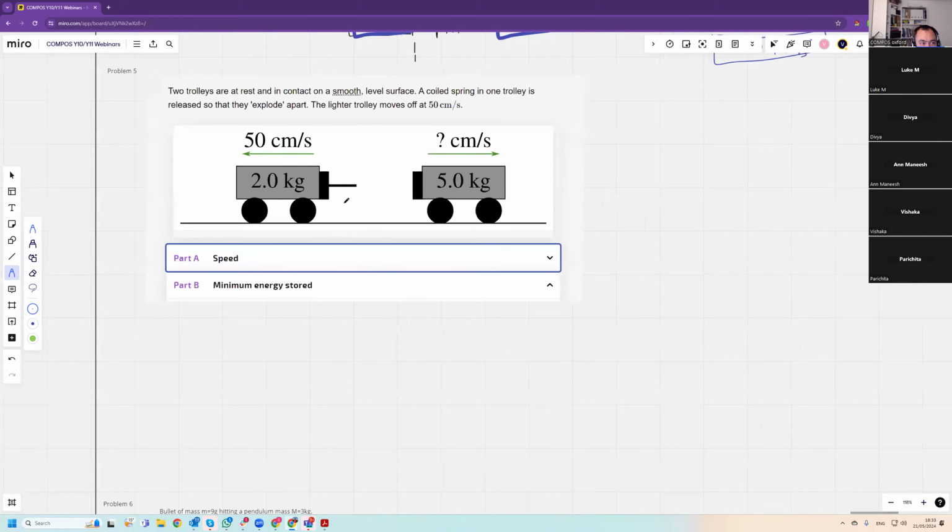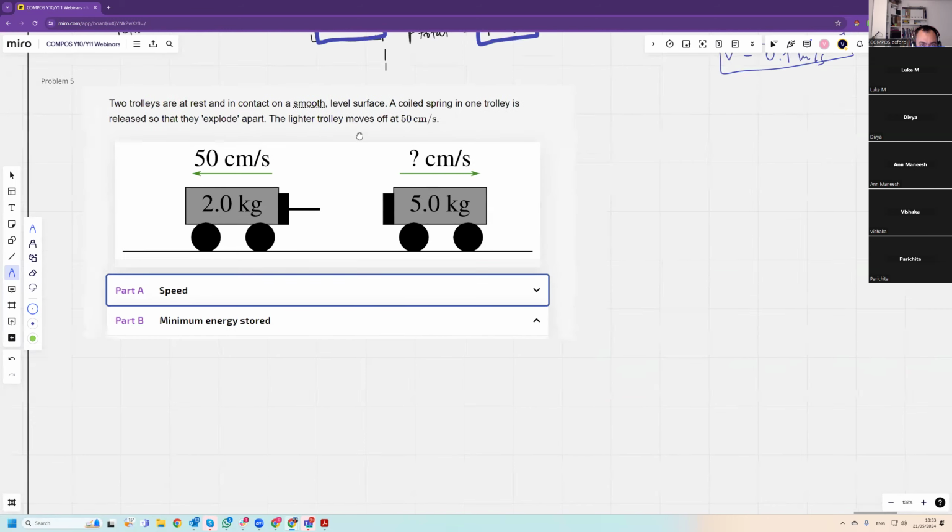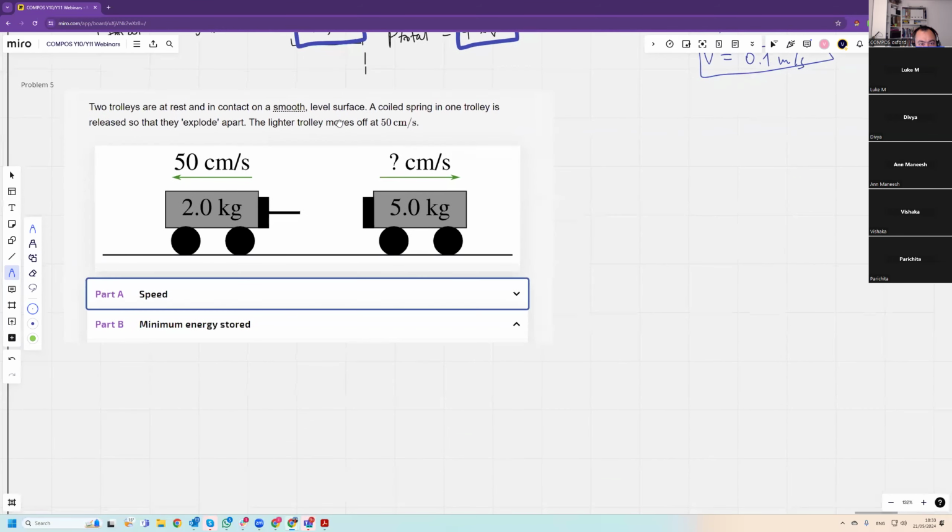Next, problem 5. Two trolleys are at rest and in contact on a smooth, level surface. A coiled spring in one trolley is relaxed so that they explode apart. The lighter trolley moves at 550 centimeters a second. Calculate the speed of the other trolley.